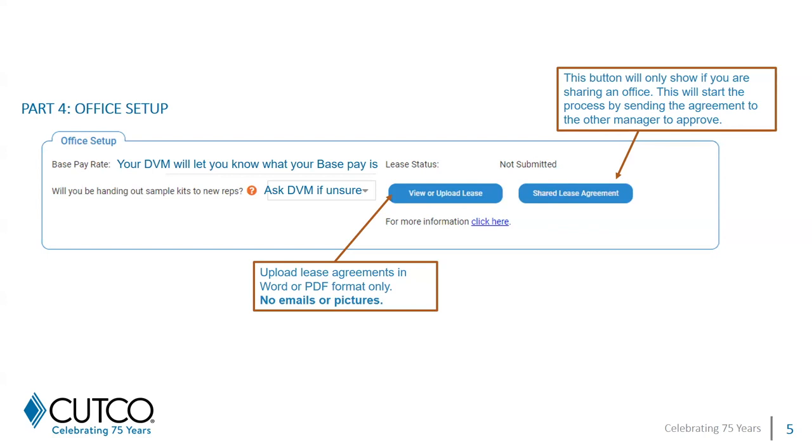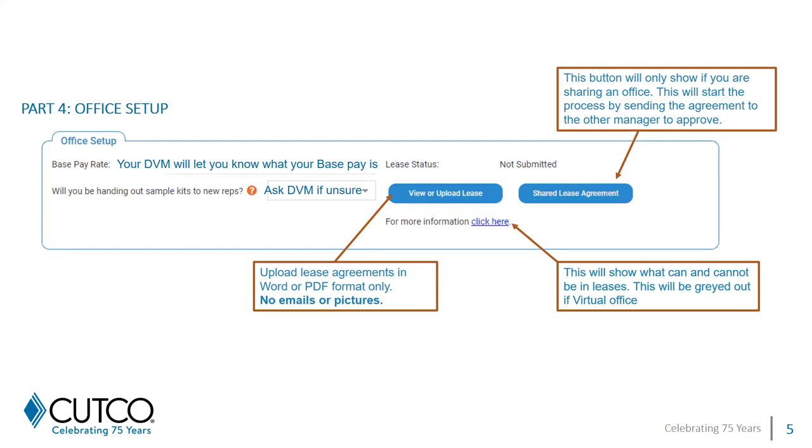If you're opening a shared physical office, you will need to click the Shared Lease Agreement button on the screen to start the process. This sends the agreement to the other manager to review and sign. Once this is completed, it will be emailed to you to sign and submit to us here in Olean. Once you receive your form, we will know when to change your title and get you Vector Live ready so you can recruit, train, and launch.